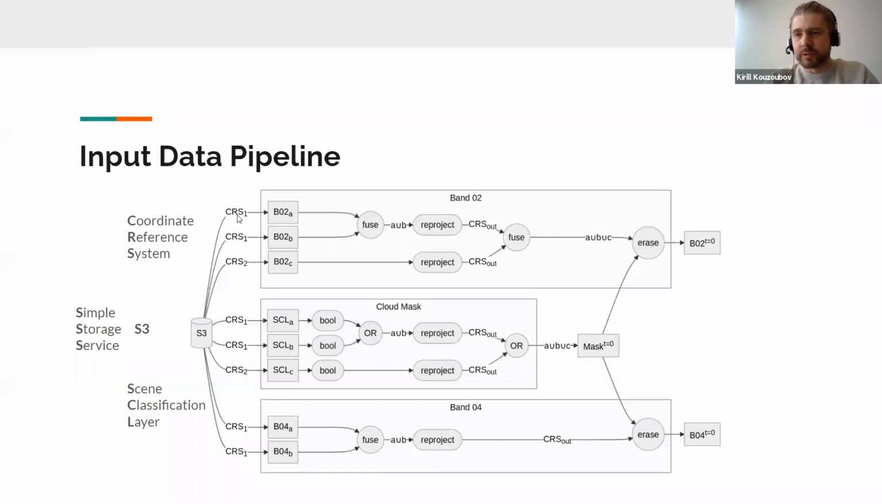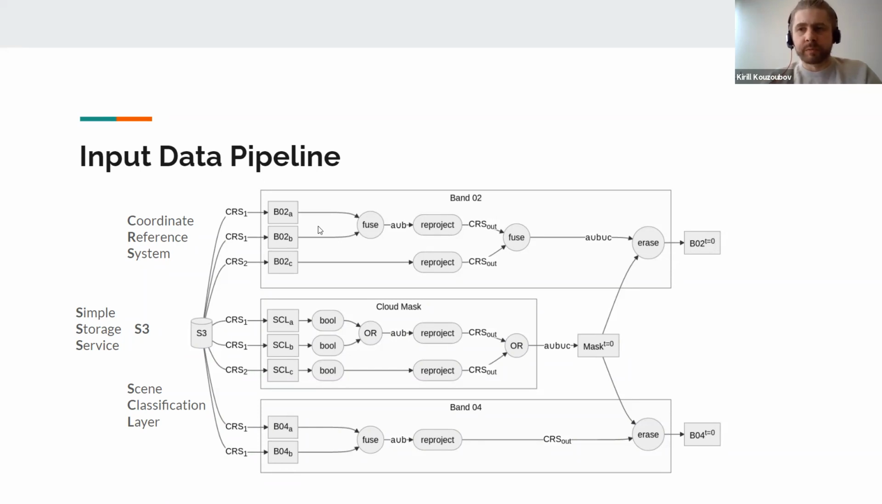Okay, so each individual band and each individual time slice is processed separately. We start off by loading data from Amazon's Simple Storage Service, an object store. We load the data in its native resolution, projection, and everything else native. We then group those granules, those Sentinel images that share a common coordinate reference system together, and essentially align them to each other and then fuse them.